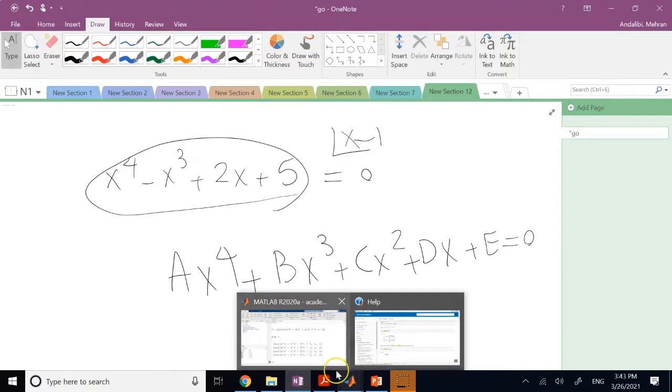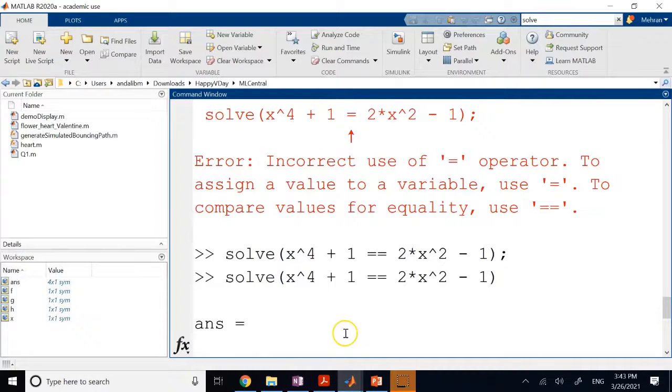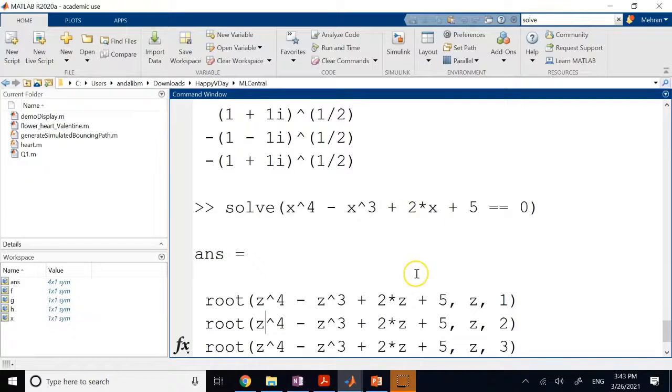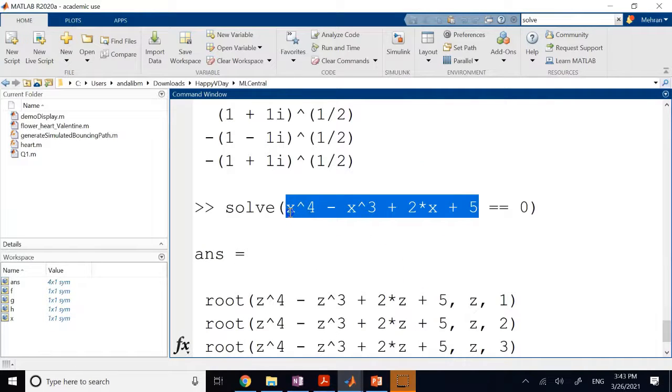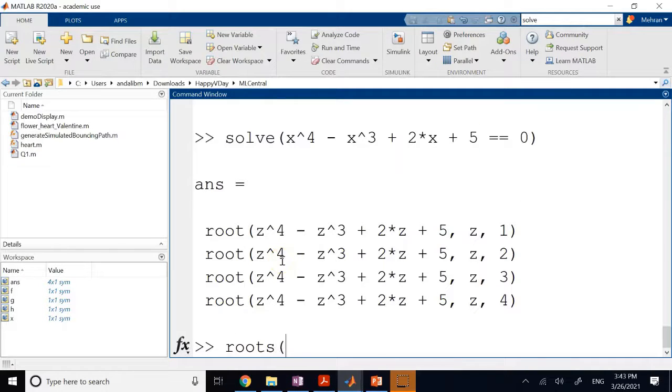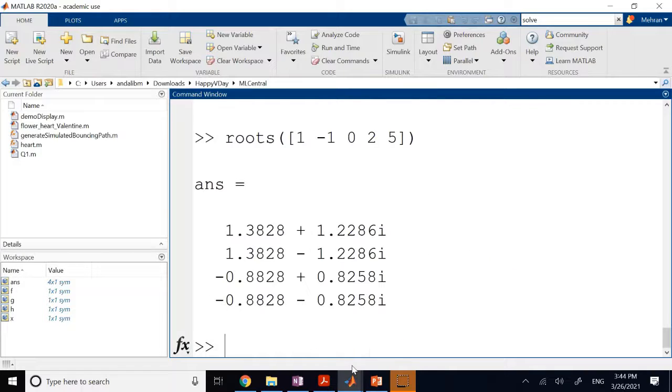Now, if you want to find the roots of a polynomial in general like this in MATLAB, the command to use is not a symbolic command, it's a numerical command. It's called roots. And all you need to pass to it are the coefficients of the polynomial. So here you have 1 x to the 4th, negative 1 x cubed, 0 x squared, 2x, and 5. You have to include all of the coefficients. If they don't exist, you put a 0. And this will give you all of the roots.